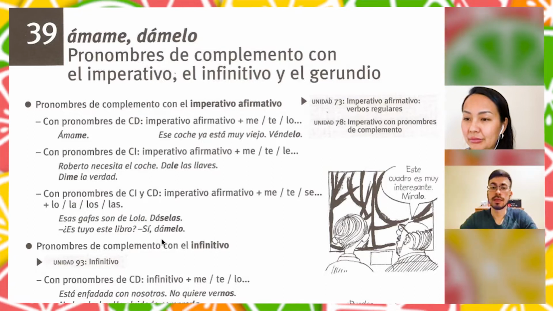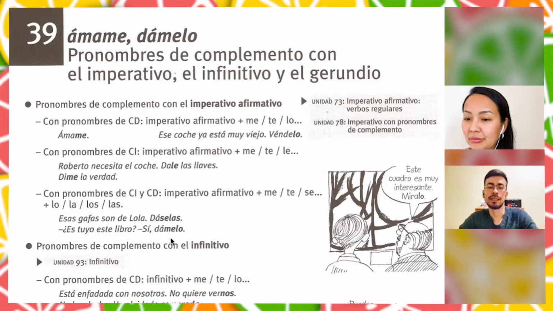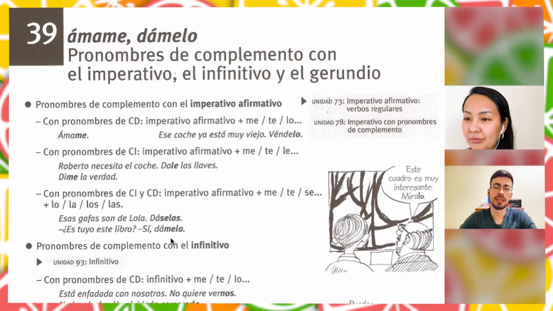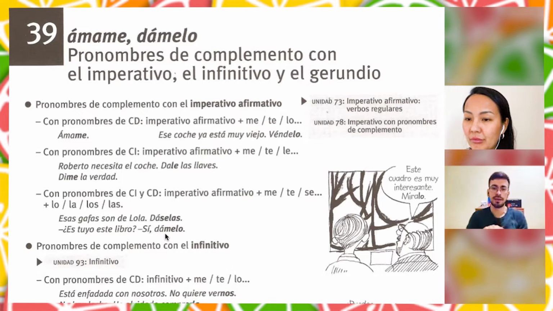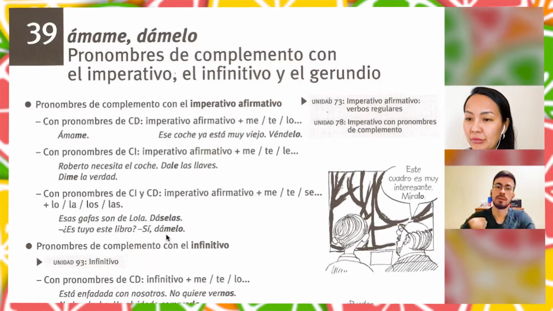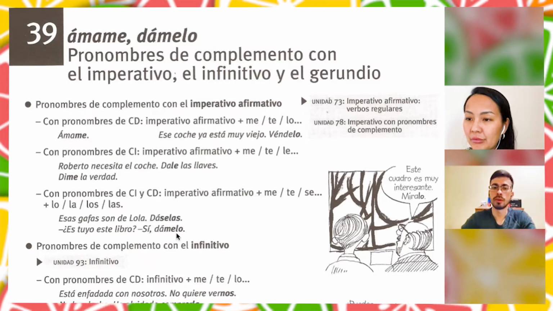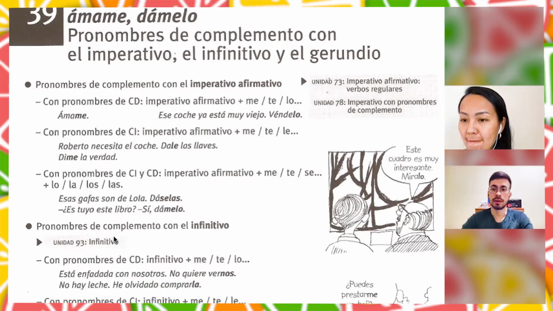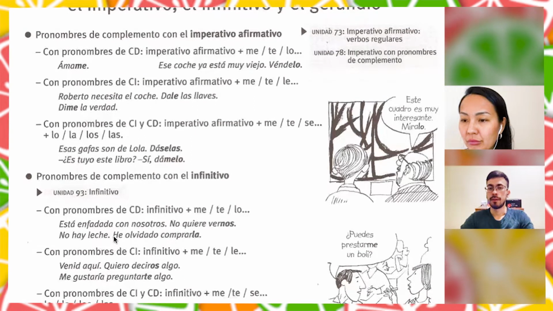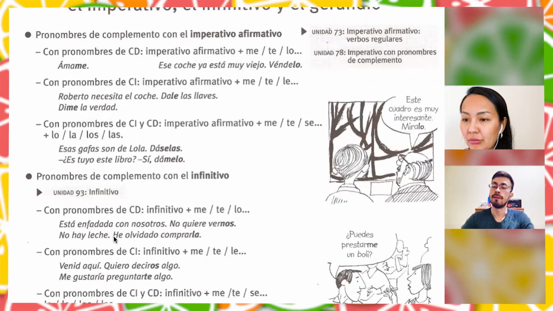Sí, dámelo. Yes, give me it. Or give to me it. In English, we will say give it to me, right? So here is like the inverse. Me is to me, and lo, because we are talking about the book. So this is when we have both, direct and indirect, with imperative. Now we are going to check infinitive.